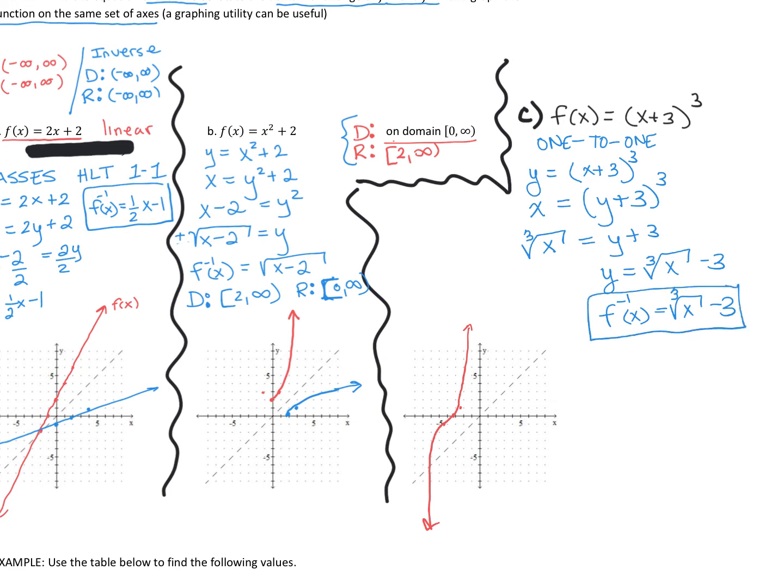That's going to look like a cube root shifted down 3. And it will look something like this. Notice again that it's the reflection over that line y equals x. So the domain of this original function was all real numbers. You can see that on the graph. And the range is also all real numbers. And our domain for our inverse function is also all real numbers. And the range is all real numbers.